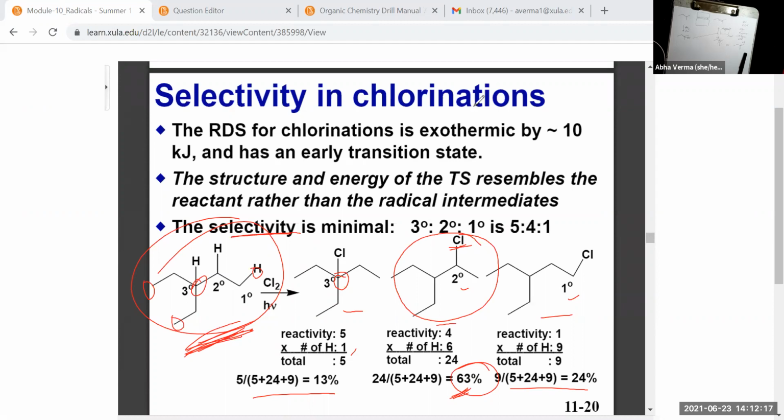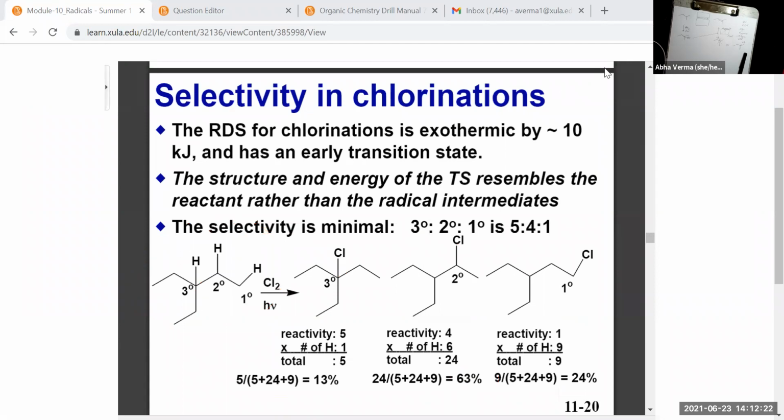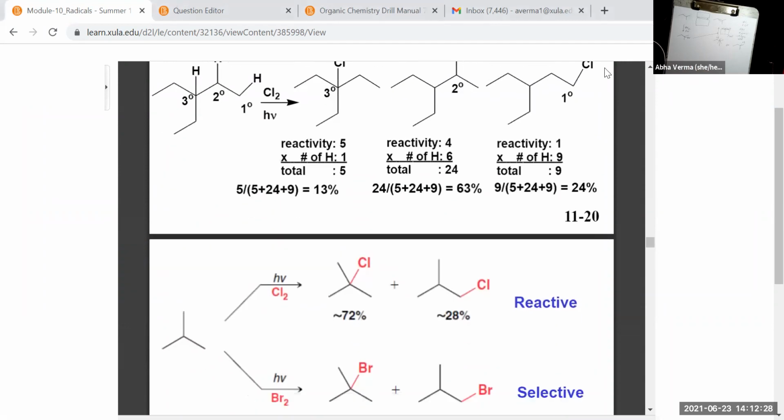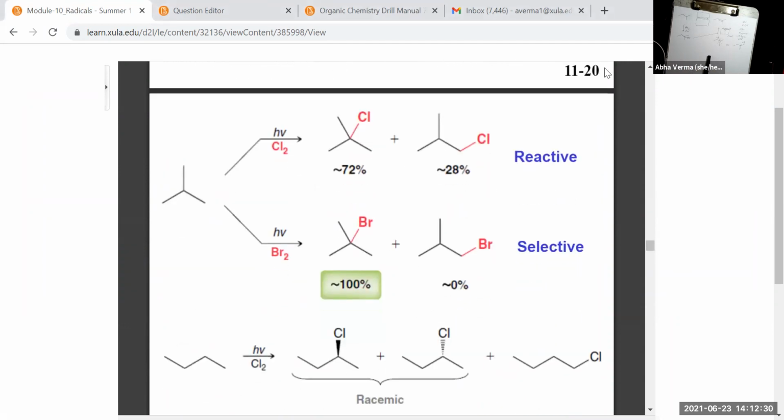So remember, whenever I ask you to do chlorinations, the only synthetically useful halogenations that you must do are with bromine. Okay, so here is another example just for all of us to see. There is the tertiary substrate, definitely major, but 28% of another structure is still possible. But on the other hand, for bromination, literally only one product forms.